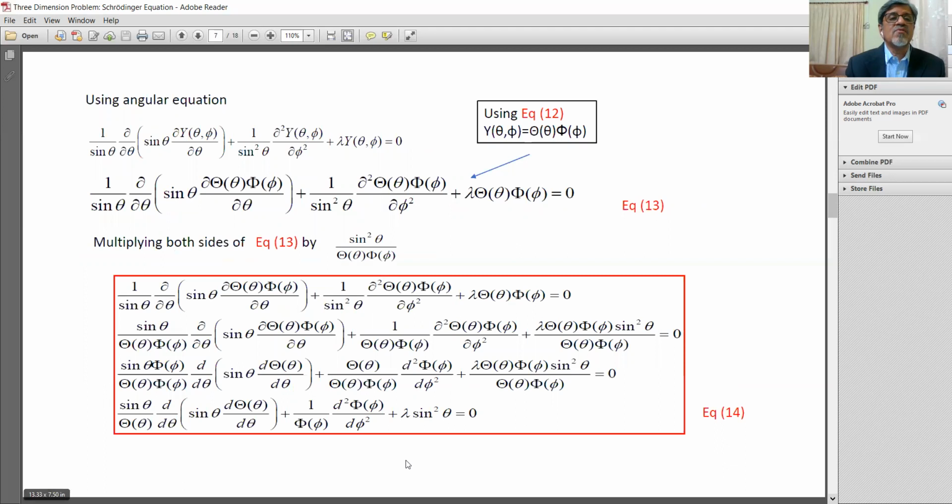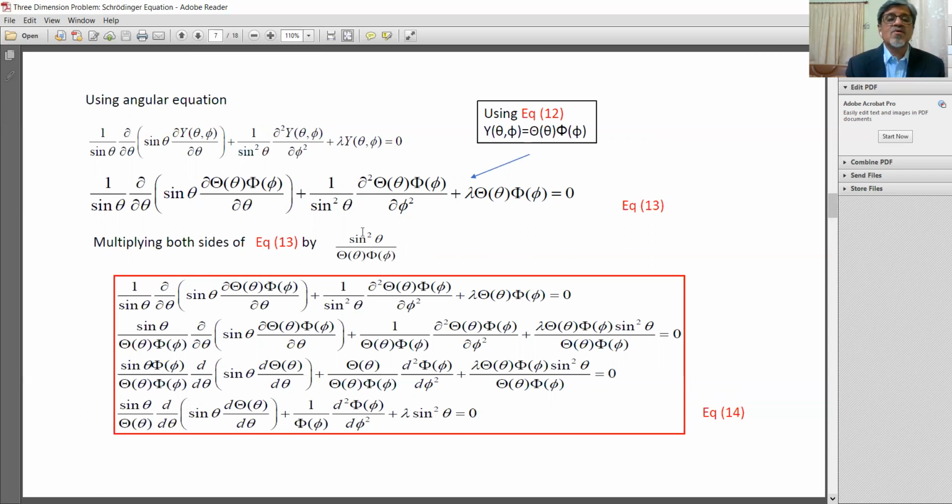Now, using the angular equation, we can write 1 upon sine theta del by del theta, and now we write Y(theta, phi), again, d2Y by d phi square, plus lambda Y(theta, phi). And that is the angular equation, we just repeat it. Now, in place of Y(theta, phi), we are writing Theta function of theta and Phi function of phi. So we have replaced Y by Theta(theta) and Phi(phi). Similarly here, del 2 of Theta(theta) Phi(phi) by del phi square. Again, lambda is multiplied by this new representation.